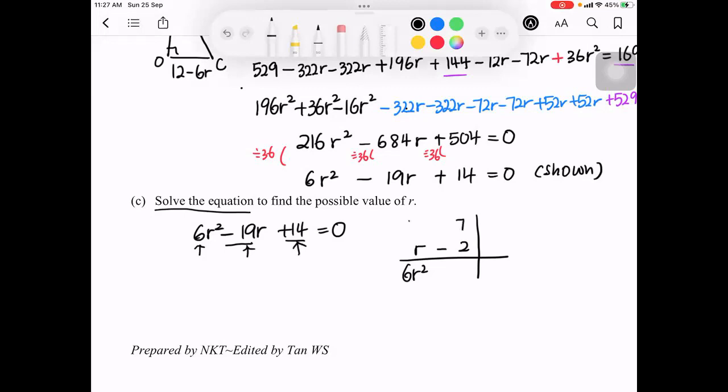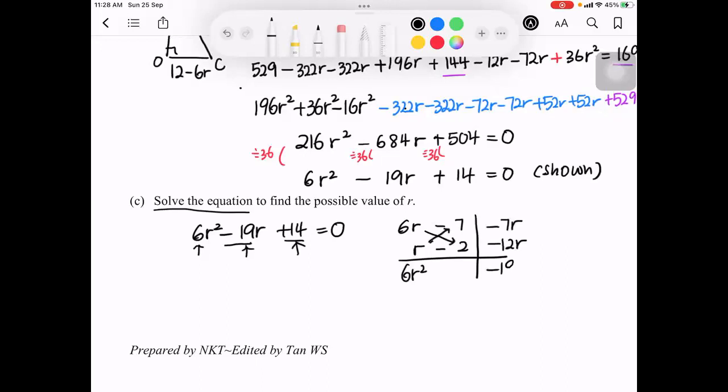So 7 will be with 6R. The calculator shows positive, here I'll try negative. Let's check: R times 6R times negative 2 gives negative 12R. R times negative 7 gives negative 7R. I want negative 19R, correct. Next one, negative 7 times negative 2 is positive 14, correct. So the two brackets are 6R minus 7. Please don't put a fraction in the bracket. Then R minus 2 equals 0.